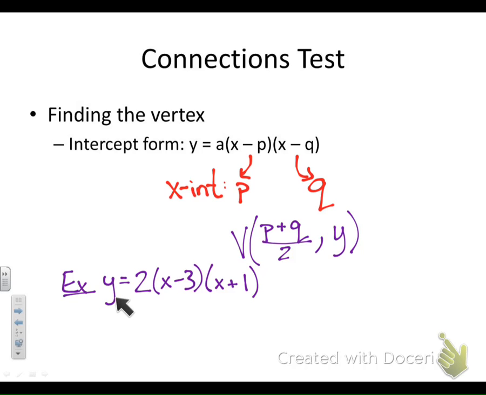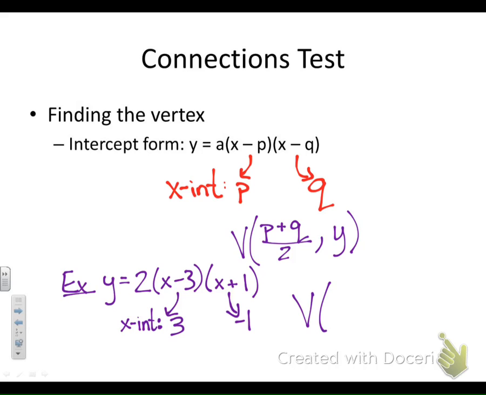Let's say I'm given the equation y equals 2 times the quantity x minus 3 times the quantity x plus 1. Or let's say I was given another equation, but I get this into factored form using multiply add. I look to see what my x-intercepts would be, and then find what's right in between them, because that's going to be the x-coordinate of my vertex. The other x-intercept is -1.